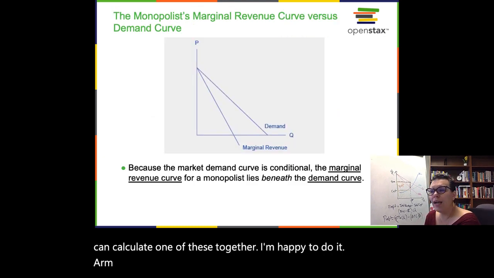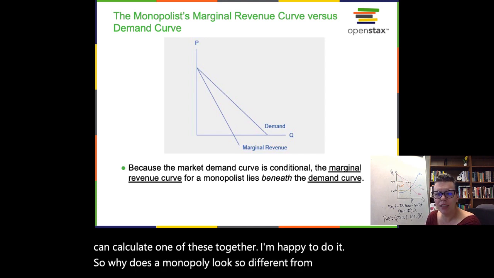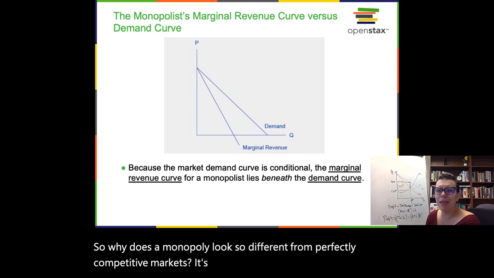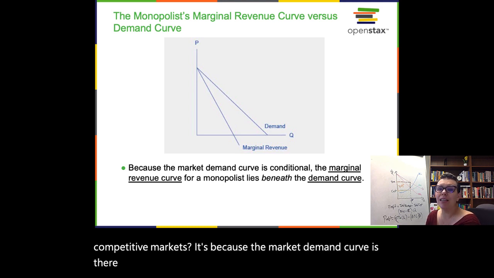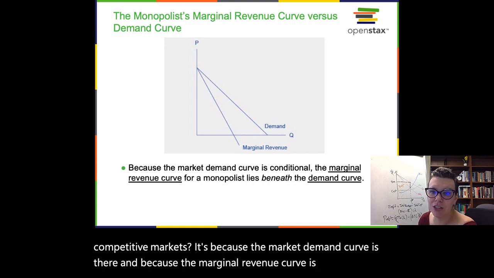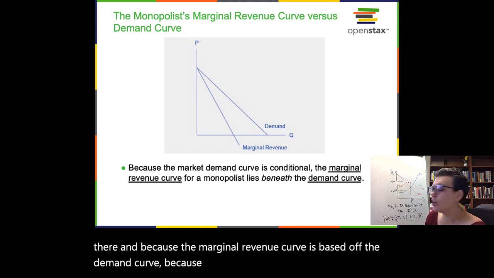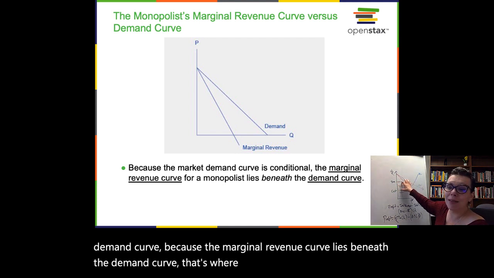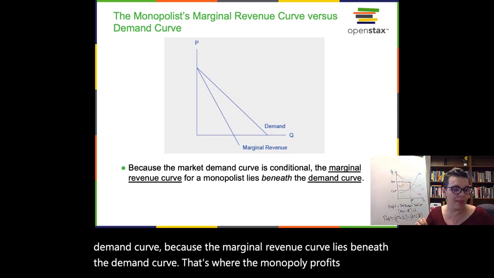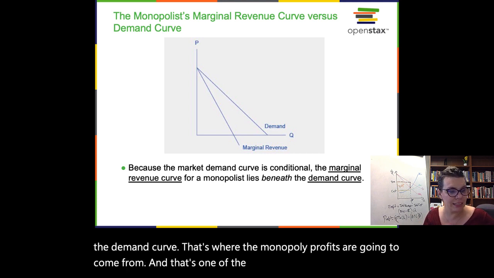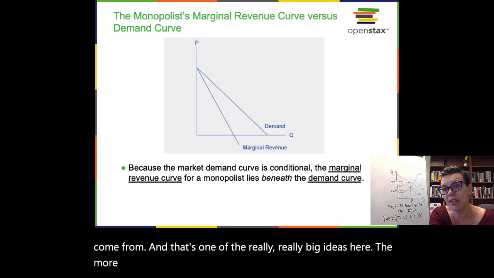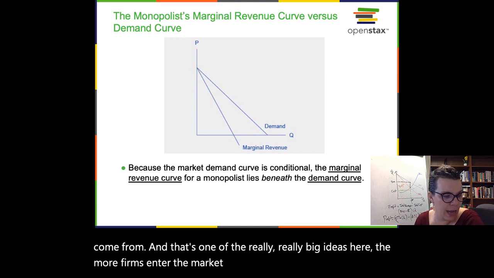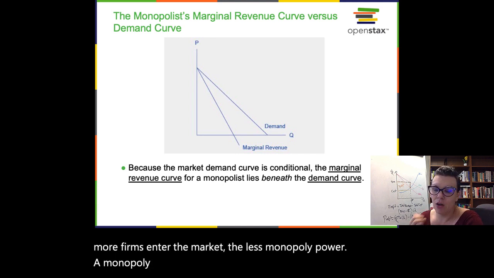So why does a monopoly look so different from perfectly competitive markets? It's because the market demand curve is there and because the marginal revenue curve is based off the demand curve, because the marginal revenue curve lies beneath the demand curve. That's where the monopoly profits are going to come from. And that's one of the really, really big ideas here. The more firms enter the market, the less monopoly power a monopolist has.